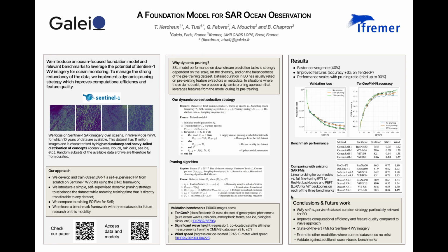So, to summarize our contributions, first, we've introduced an effective dynamic pruning methodology for self-supervised training on highly redundant Earth observation datasets, which boosts both efficiency and feature quality and offers a fully self-supervised training strategy on any kind of remote sensing imagery. Second, we trained a specialized model for ocean SAR imagery, and we are releasing the weights for OceanSAR-1. This is the first in a planned family of models dedicated to ocean observation from SAR imagery.